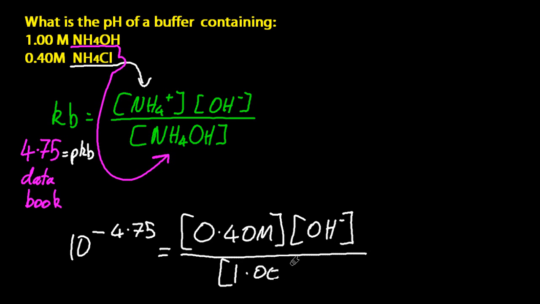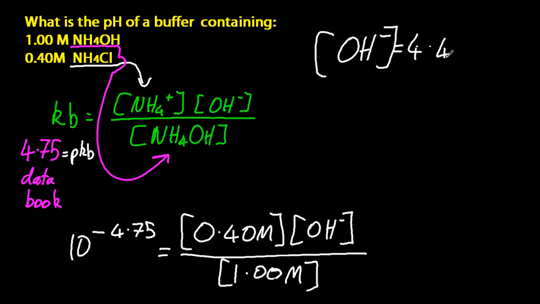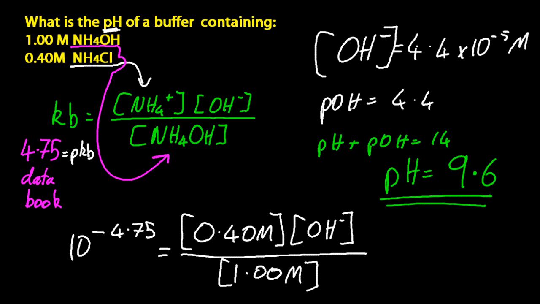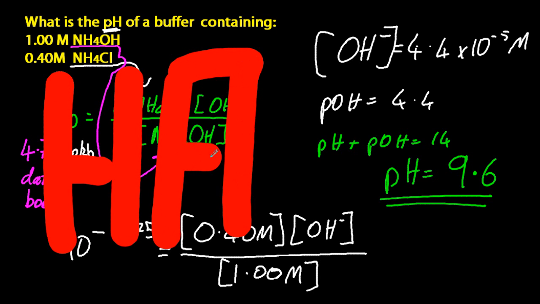Have you spotted the teeny tiny trick that I've tried to play on you? Yes. OH minus concentration, well, that's just straightforward algebra. And pOH, yeah, but I've asked for pH. So don't forget, take that off of 14. That gives you 9.6 for pH. Not that much of a trick.